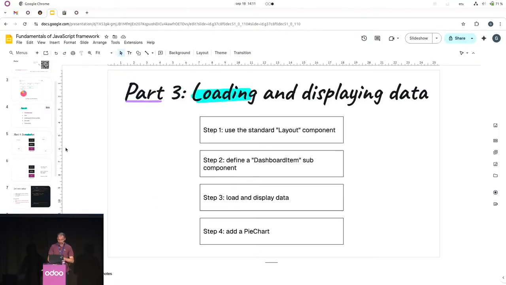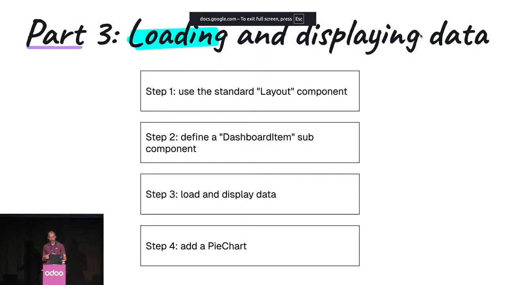Now, we want to build our dashboard. And to do that, we will do it in 4 steps. First, we will integrate our client action components into the standard layout component that is used everywhere in the web client. So you'll have a control panel on top in which we can add information if you want to, and you have the main area of the dashboard. Then we will add sub-items in which we will display values.